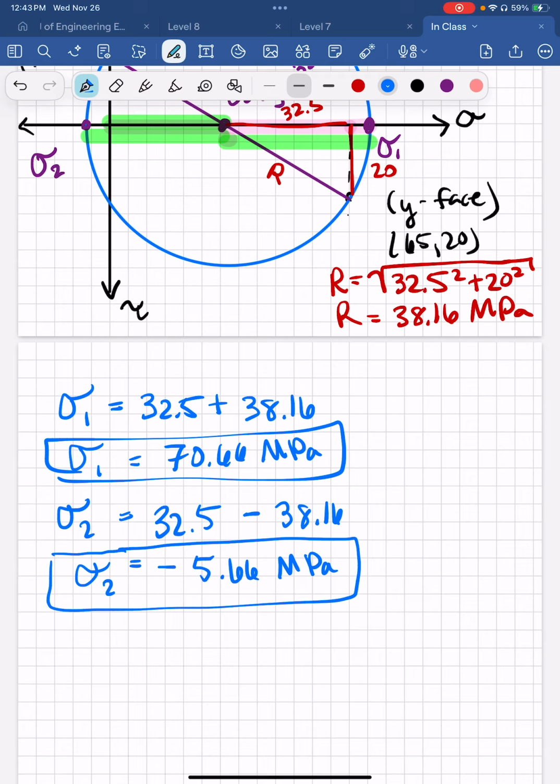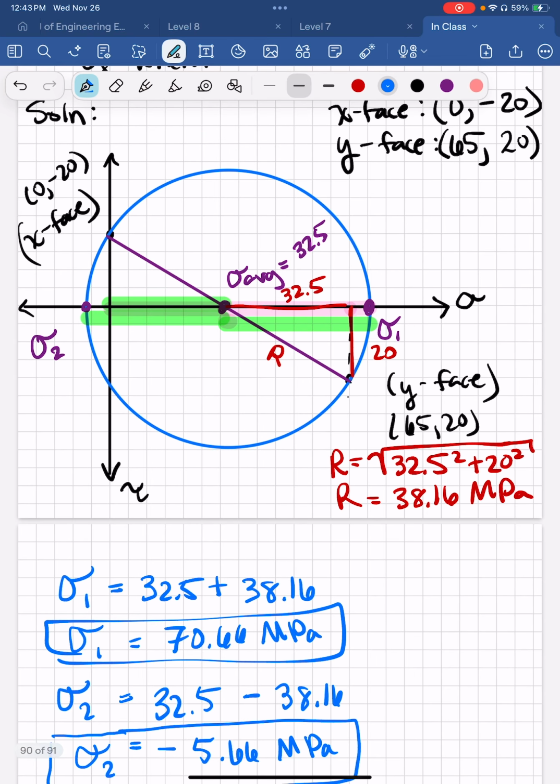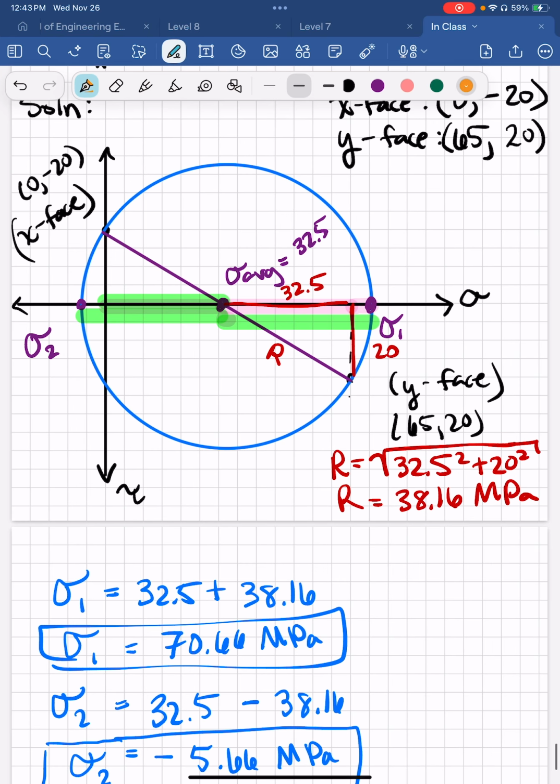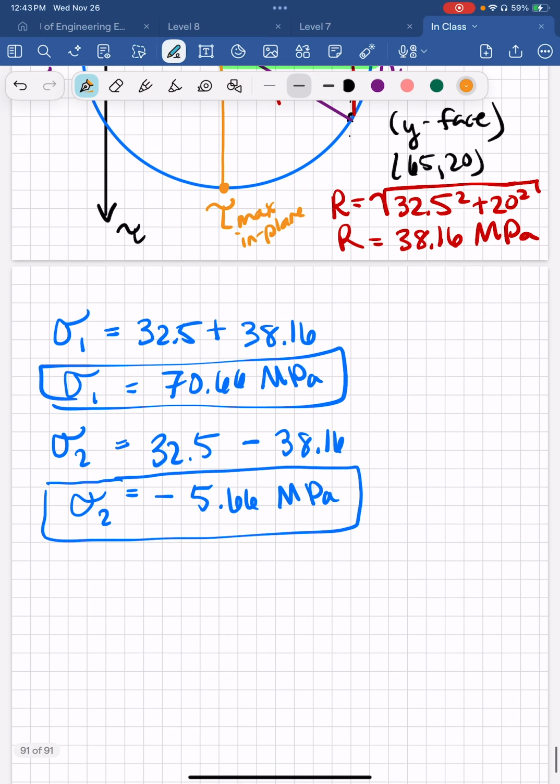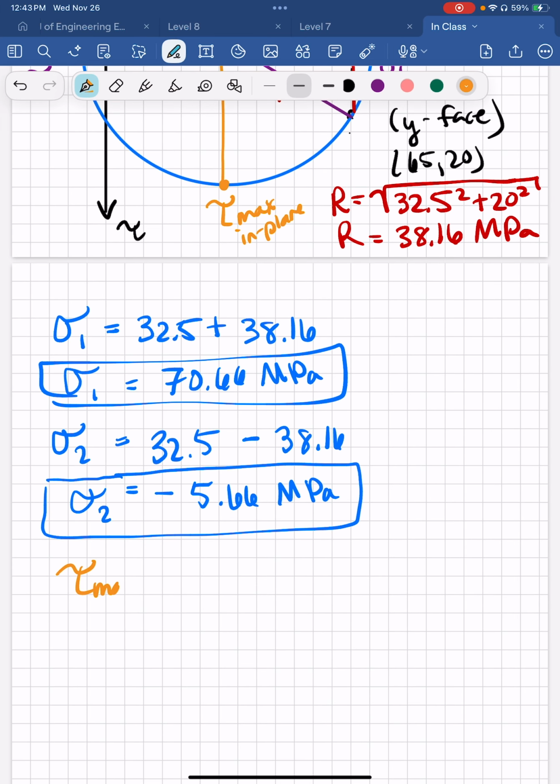So we found stress one, stress two. We need to find tau max. So we'll go back over here. So tau max is going to be the very bottom of it. Tau max in plane, and that's just going to be that R. It's in the positive direction. So tau max in plane equals 38.16 megapascals.